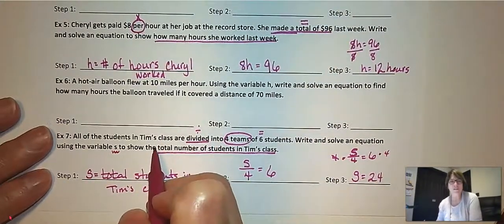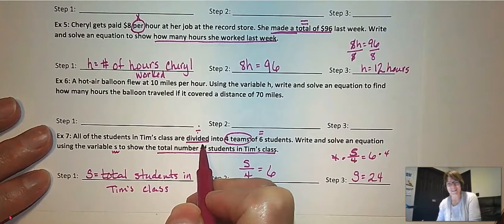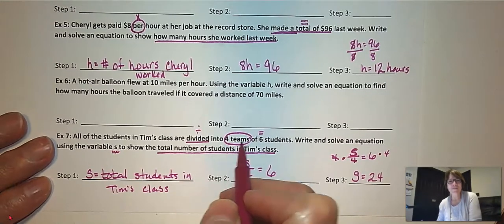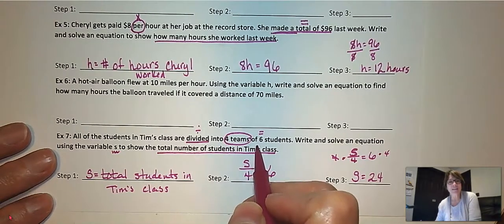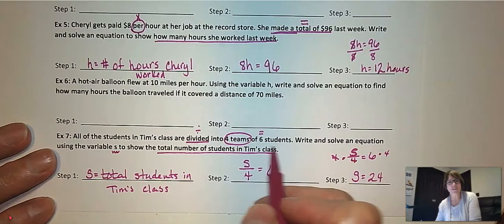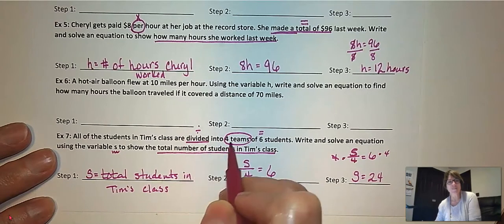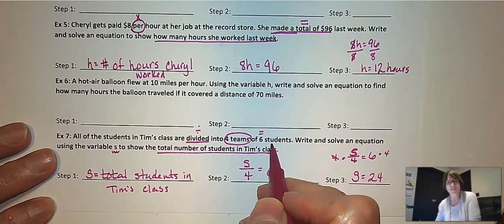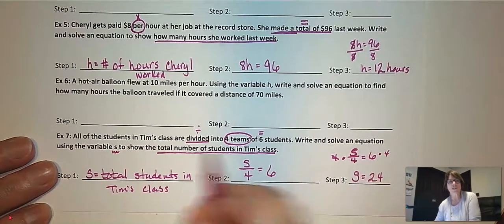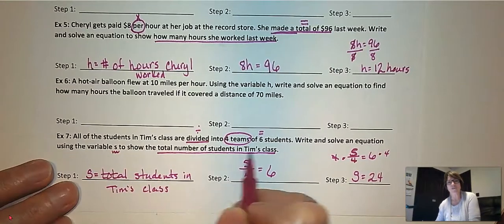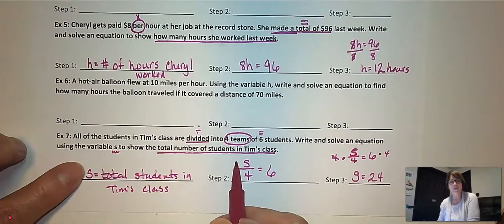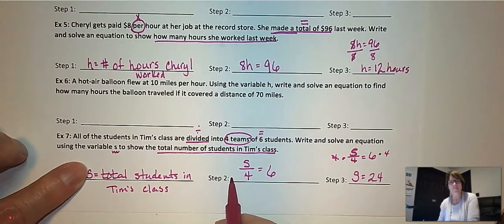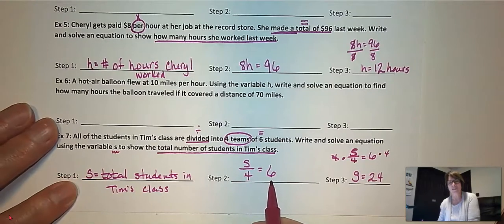All of the students in Tim's class are divided. Well, that's a big clue right there, right? We know that it's going to be a division problem. Into 4 teams. So divided by 4. And that equals 6 students in each one of our teams. So we've got some number of students that we're going to divide into 4 teams, and we'll have 6 students in each team. Write and solve an equation using the variable s to show the total number of students in Tim's class. It tells us right in the problem that s is the total number of students in Tim's class, and we're going to take that total s, divide it into 4 teams, and each team will end up with 6 students in it.